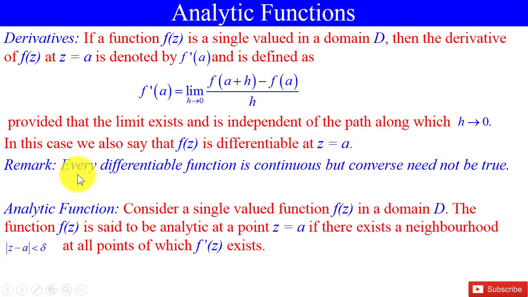Remark: every differentiable function is continuous, but the converse need not be true. That is, a continuous function need not be differentiable.